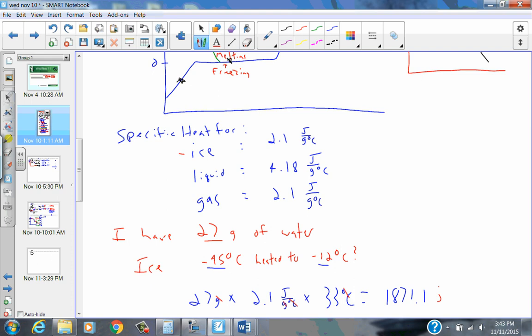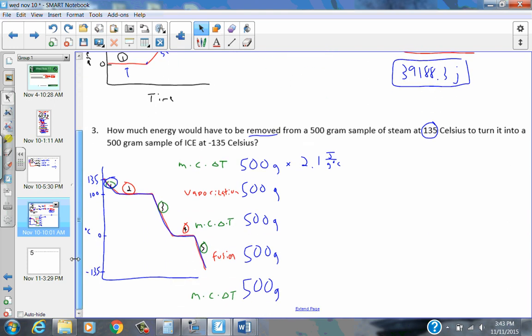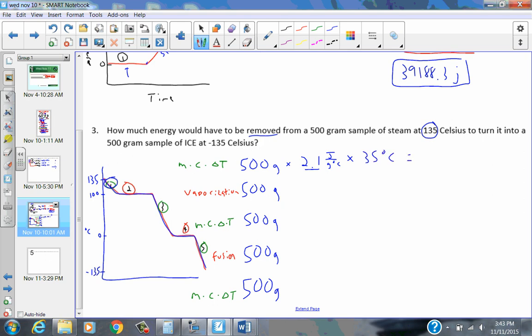Ice, liquid, gas, or solid, liquid, gas are these numbers. You don't have to memorize those numbers. You get to use that piece of paper to find them. I just happen to know them, but I better keep referring to where I'm getting those numbers. So the very first section, 500 grams of steam, so that's 2.1 joules per gram degree Celsius, is changed from 135 to 100. What's the difference between 135 and 100? 35 degrees Celsius. I could do the math right now. I don't usually do it that way, but you're welcome to.